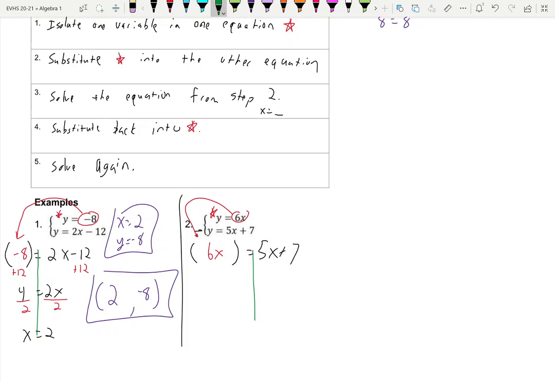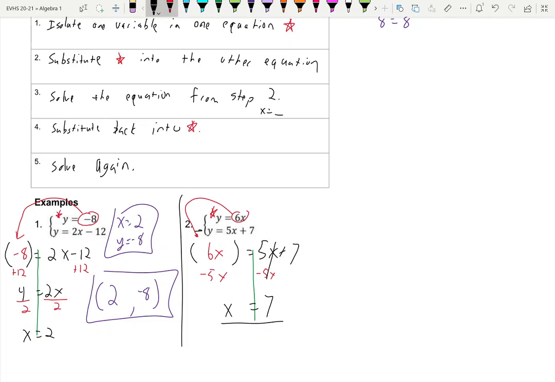Now we're going to have to pull out those solving steps from semester 1. When I've got the variable on both sides, my first step is going to be get the variables all on one side. So now I've got 6x minus 5x is x equals, those cancel out, leaves me with 7. Okay, so now I've solved. I've got x equals 7.